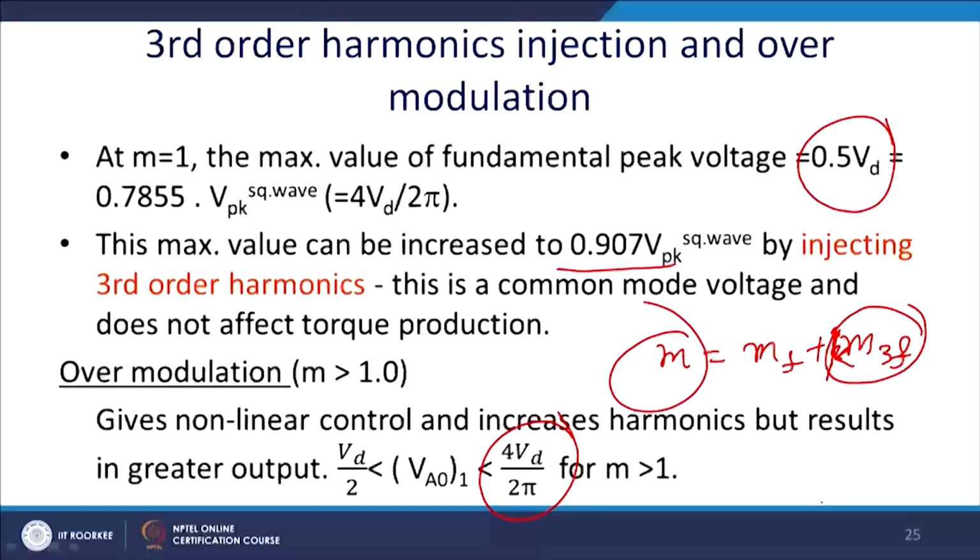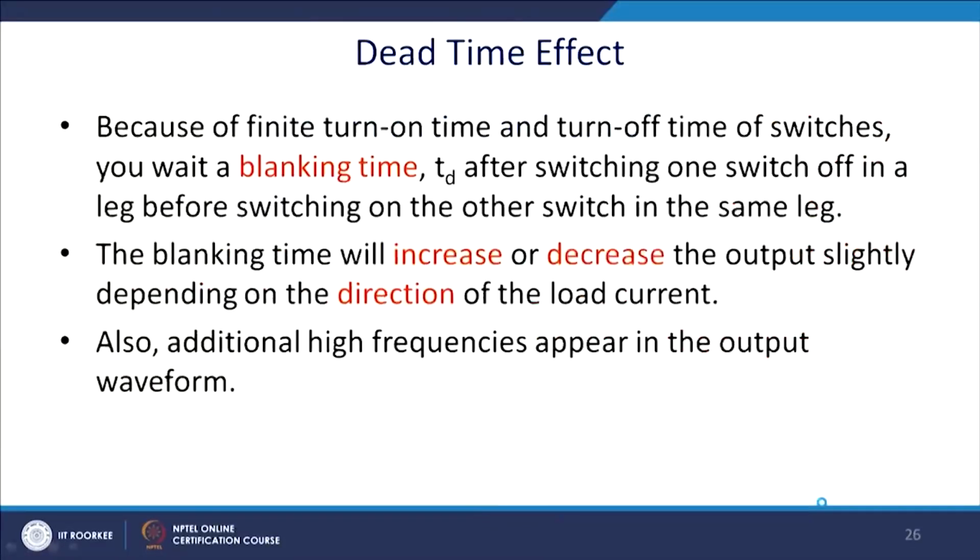Okay. Now, what about over modulation? Over modulation is almost the same. We do not get any benefit of over modulation, and we are restricted to the saturation value, which does not change. It is Vd by 2 pi for the half bridge configuration.